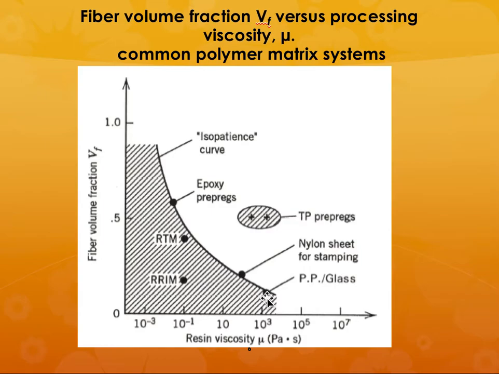But if you start increasing, so in this case the polypropylene glass fibers, you may not have more than 40% fiber volume fraction or 30% fiber volume fraction, because the viscosity of your matrix is going to be pretty high. So you do not want that. So this is called the isopatience curve, and so you define the matrix and the fiber volume fraction such that you get the best fill.